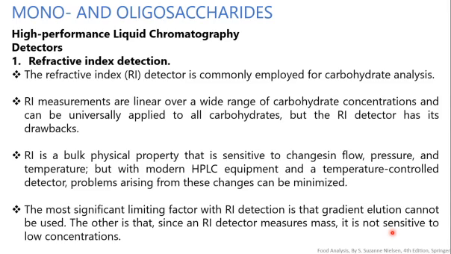So the most significant limiting factor with RI detection is that gradient elution cannot be used. The other is that since the RI detector measures mass, it is not sensitive to low concentration. So here we require highly concentrated samples, and we cannot perform gradient elution for that method, that is the refractive index detector. So these are some limitations.